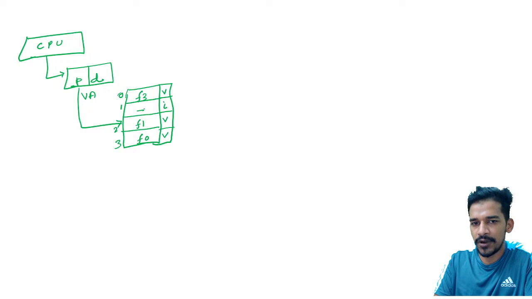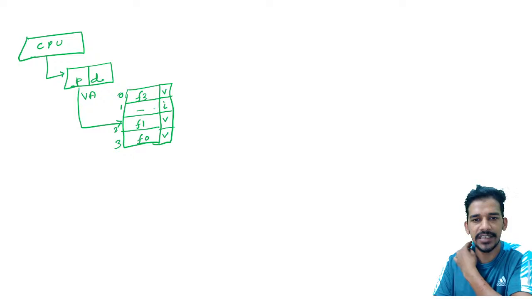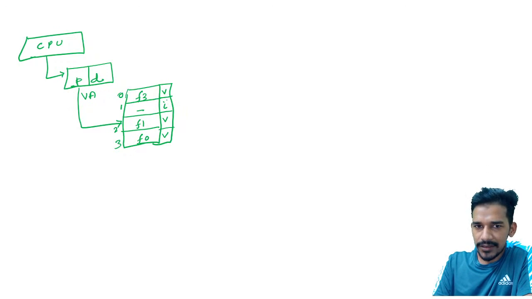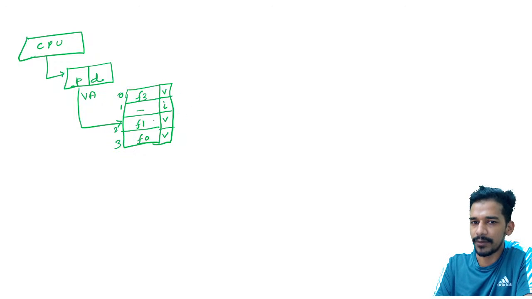Page number 1 is not in the memory, so it has an invalid bit. Invalid bit means the page is not found in the memory. So if the page is not found in the memory, it will be in the virtual memory, or you can say it will be on the disk. We have to load this page from the virtual memory to main memory.